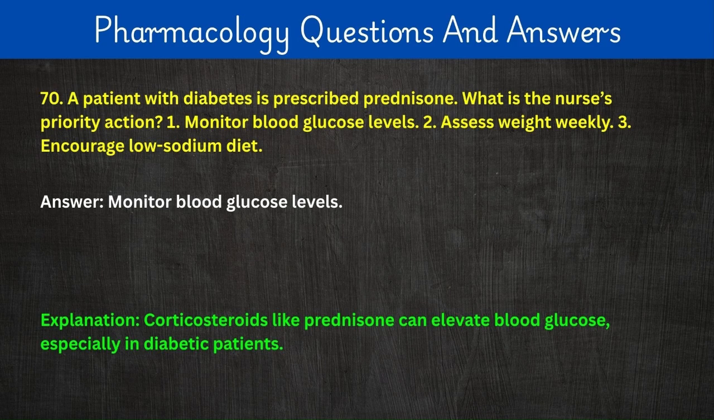70. A patient with diabetes is prescribed prednisone. What is the nurse's priority action? 1. Monitor blood glucose levels. 2. Assess weight weekly. 3. Encourage low-sodium diet. Answer: Monitor blood glucose levels. Explanation: Corticosteroids like prednisone can elevate blood glucose, especially in diabetic patients.